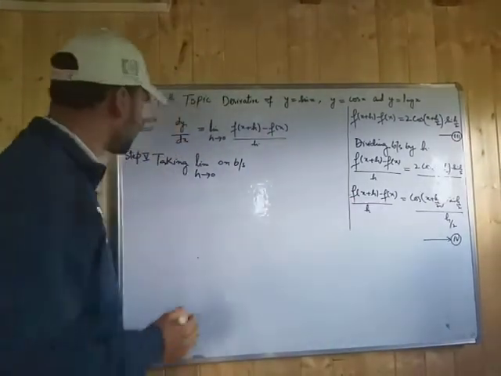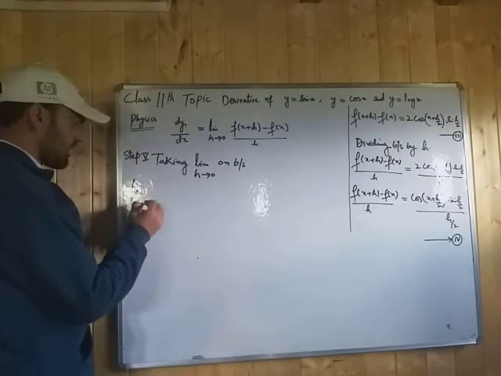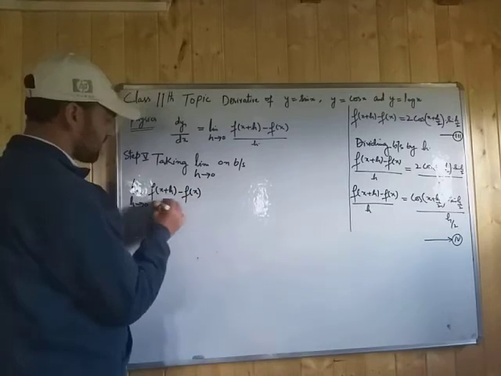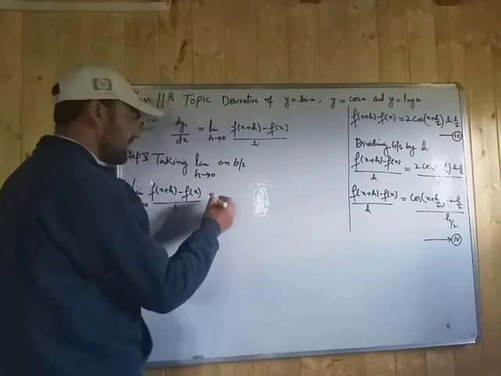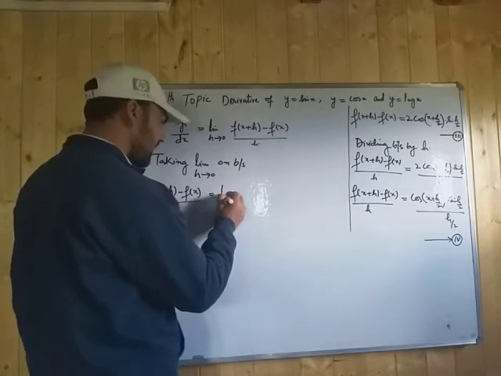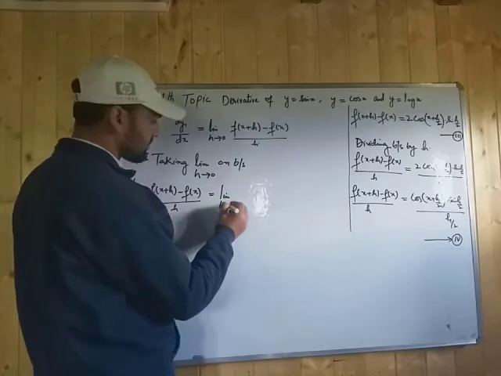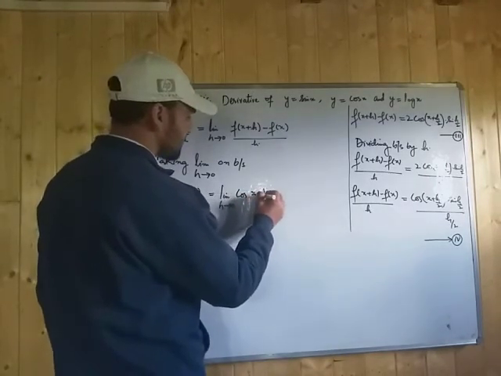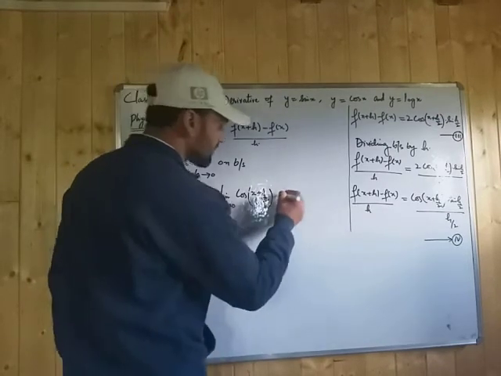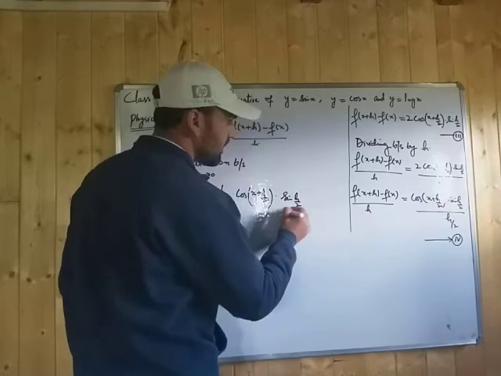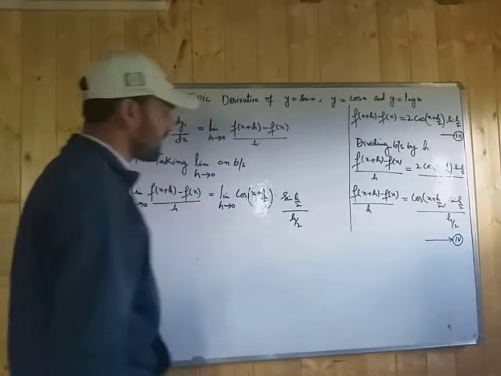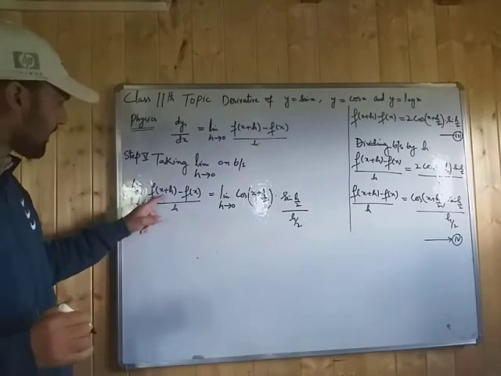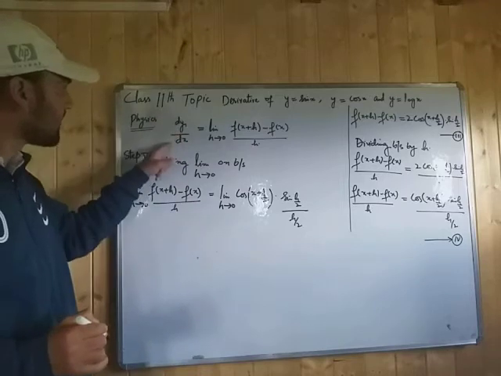Then from this equation we can write the limit as h approaches 0 of f of x plus h minus f of x divided by h is equal to the limit as h tends to 0 of cos of x plus h divided by 2 into sine of h divided by 2, divided by h divided by 2. This limit of f of x plus h minus f of x divided by h is equal to dy divided by dx.